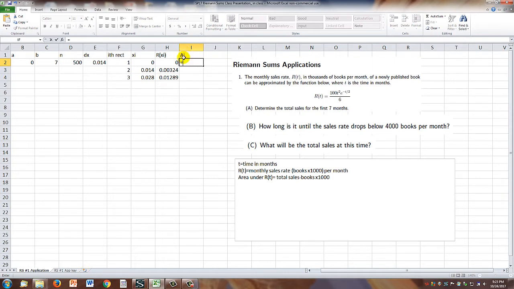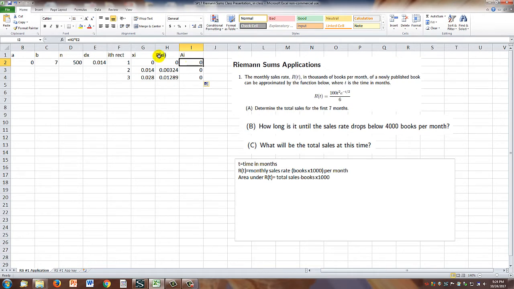I want you to think about the units here. I'm going to do height, which is the rate, and this height has units books per month, and then times the width, which is x, or in this case t, which is month. So when you multiply books over months times months, the months cancel out and you're left with books. So that's kind of neat. So this area under the curve is going to be total number of books. Books per month times months is going to give you books. So the units sort of kind of match up with what we're doing.